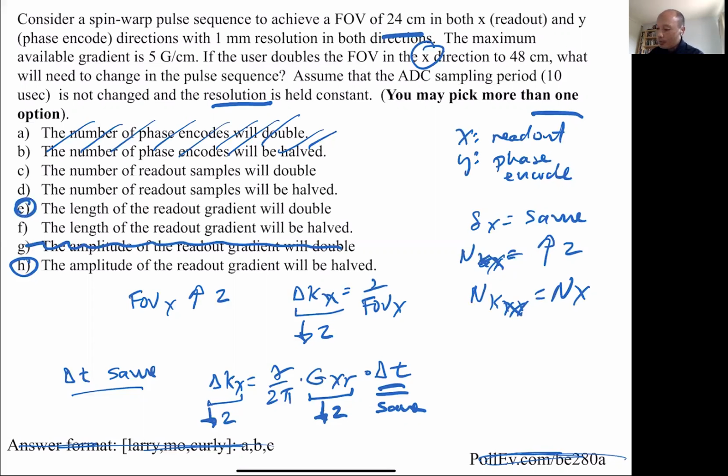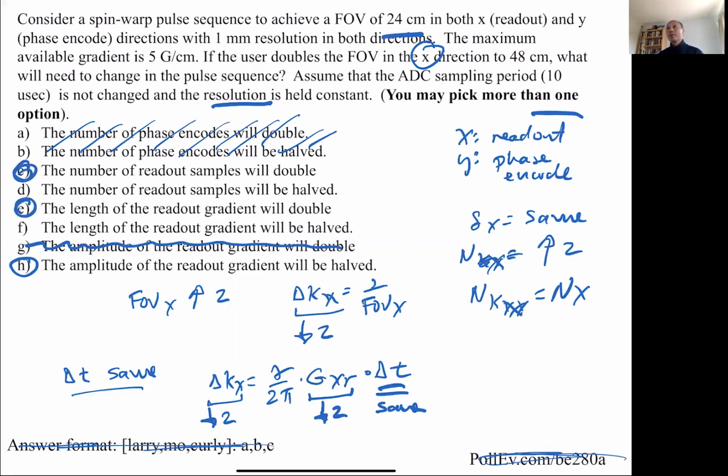Oh, sorry, it's C, right? And then E also, because if the number of readout samples has doubled, then the length of the readout gradient will also double because the sampling period stayed the same. So in this case, C, E, and H would be the answers for this problem.